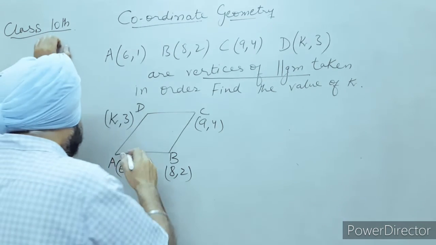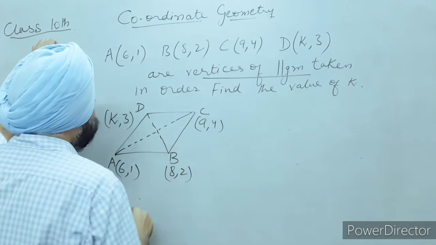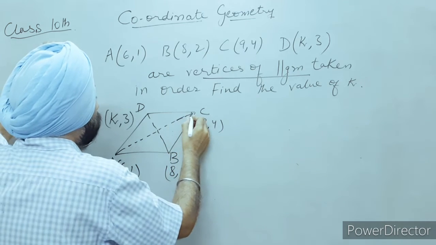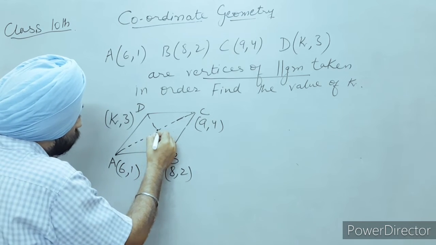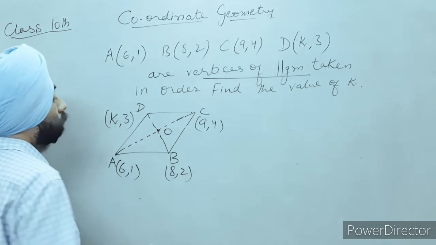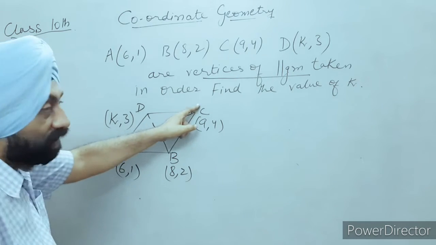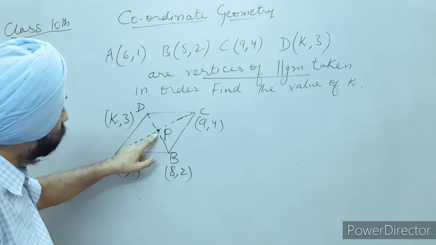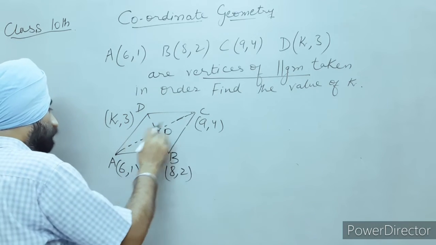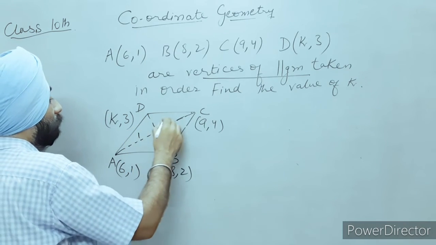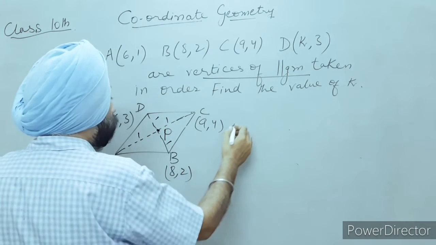Now, there is one concept I will use in this. The concept is the diagonals of the parallelogram bisect each other at a point, say P. The diagonals AC and BD will bisect at point P. Now let me find P. Bisect means the ratio is 1:1, and this is again 1:1.